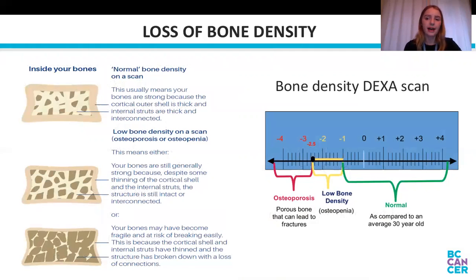And here's a look at the bone mineral density test, which shows bone health and your risk for breaking bones. Some pictures that show bone density loss on the left-hand side. The top picture shows a normal bone on a bone density scan. You can see the bone is strong as the cortical outer shell is thick and the fibers are thick and interconnected. The middle picture shows bone that is starting to lose some density.